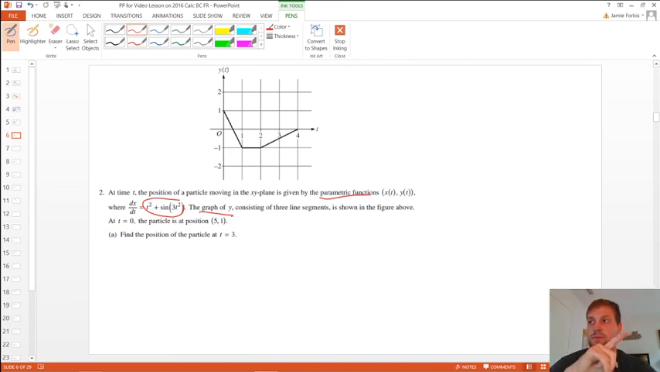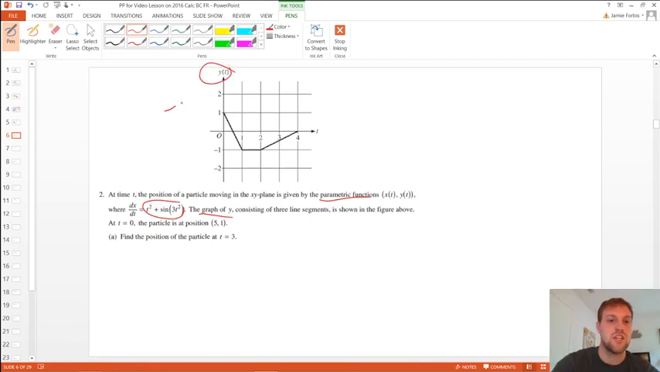I think this is an interesting problem. They tell you the derivative of x, but they tell you the position of y. So they're giving you two different things here. They're giving you the derivative for x, but the position for y. It says at time equals 0, 2, we have an initial position of 5, 1. I'm going to use this knowledge to find the position of the particle at time equals 3.